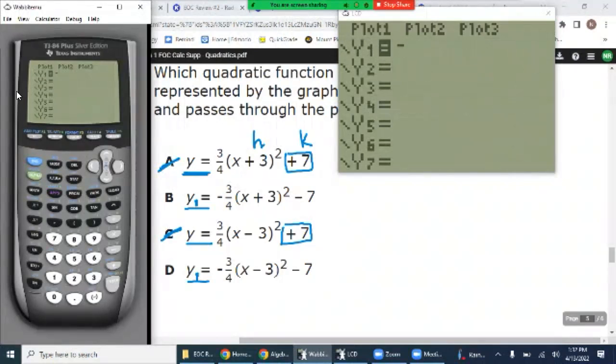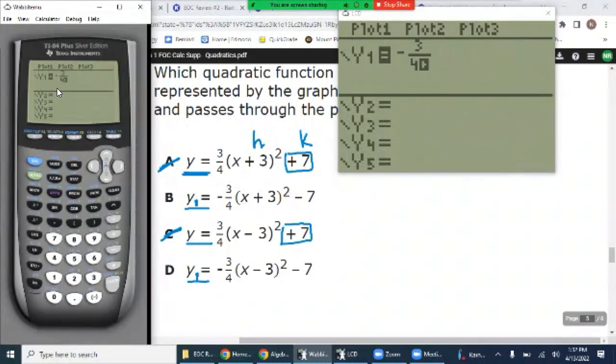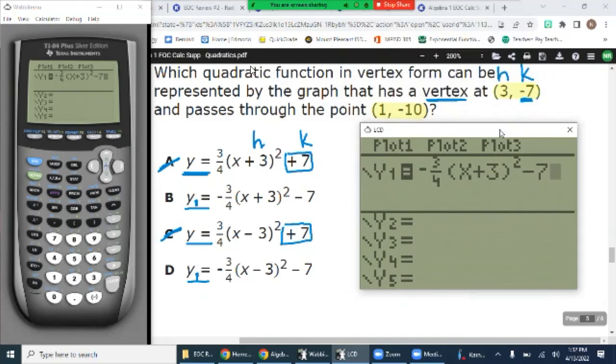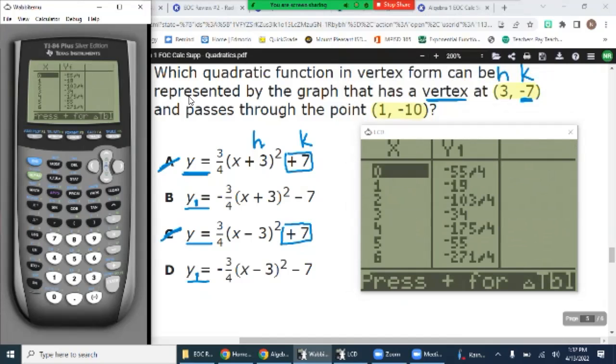So negative, to type in a fraction, alpha Y equals 3/4, parentheses, X plus 3. And you don't have to look at my screen because you have it in front of your face. -7. This is answer choice B. So I'm going to hit second graph to look at my table. Second graph. And what does it give you for 1? Does it give you -10?